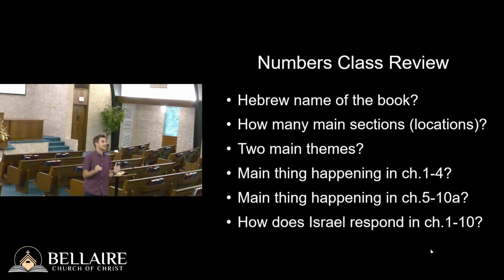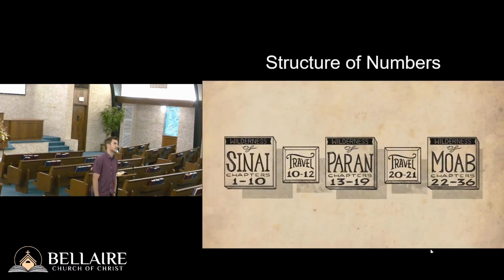The main thing going on in the first 4 chapters of the book, organization. The main thing happening in chapters 5 to 9 or 5 to 10. Instruction. I think someone said that. Instruction. So, and then we'll get to summarizing all that in a second. But how does Israel respond in these first 10 chapters to all these things that God is telling them to do? Yeah, get a vigorous head nod from Muffy. That's you're reading through. They're doing what God said, just as Moses had commanded. Okay, they're obeying. That's what we see in the first 10 chapters.